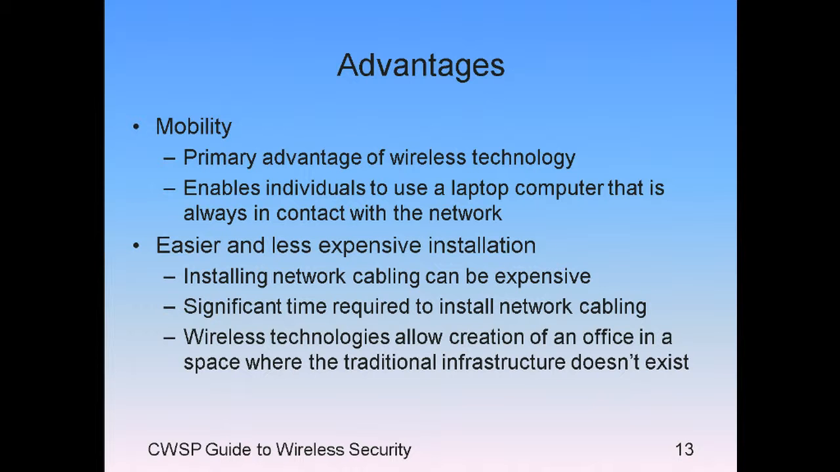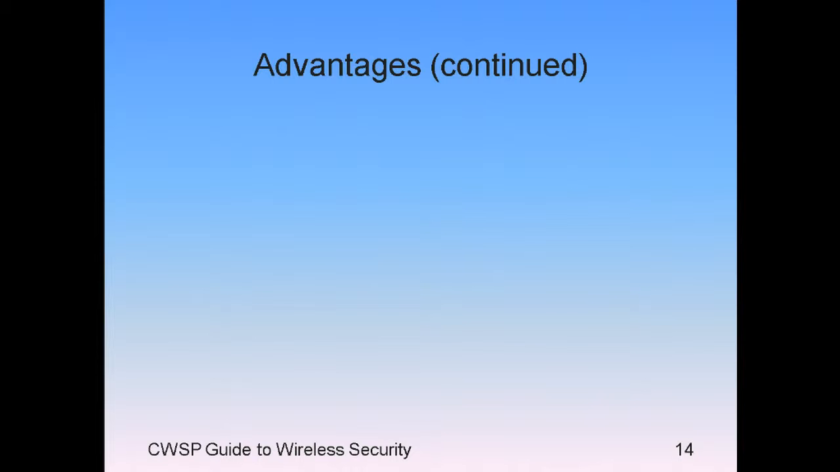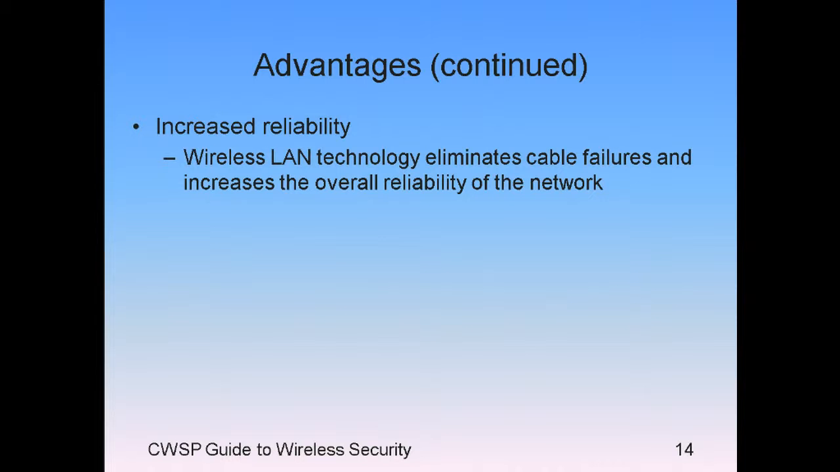Wireless technologies create an office in space where the traditional infrastructure doesn't exist. If we were doing the old hot site, warm site, cold site, and we had a cold site that didn't have any of those kinds of technologies in place, we could probably use the cold site with a wireless technology so that you could go to the cold site and have it up in much less time than if you were having to go in and rewire it, and you wouldn't have to have it wired in advance. Increased reliability: it eliminates cable failures and increases the overall reliability of the network.